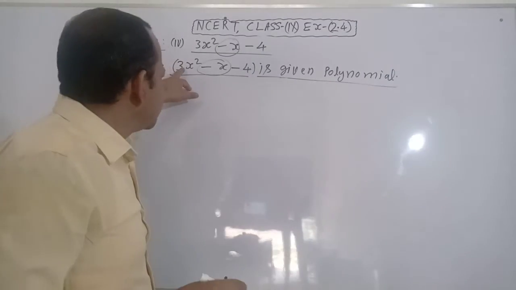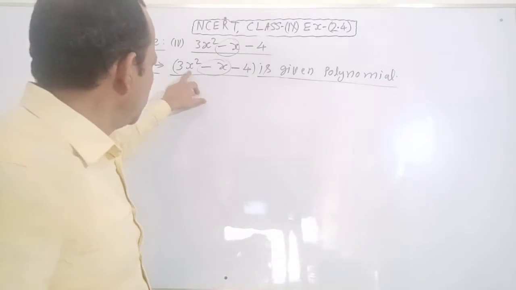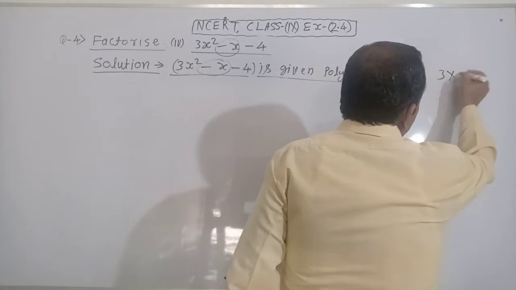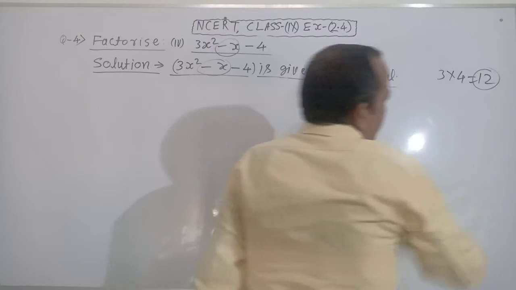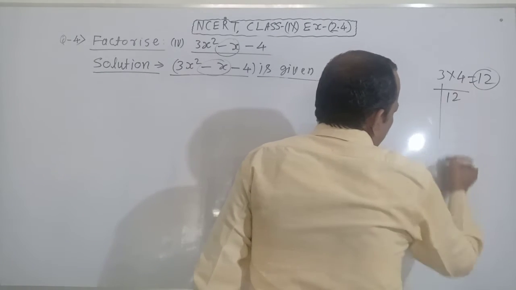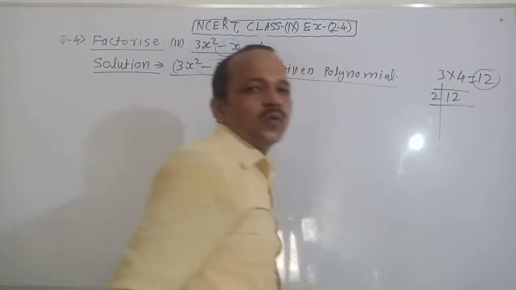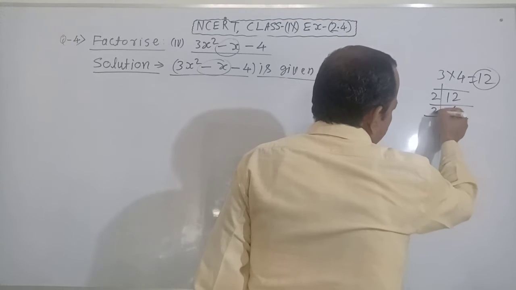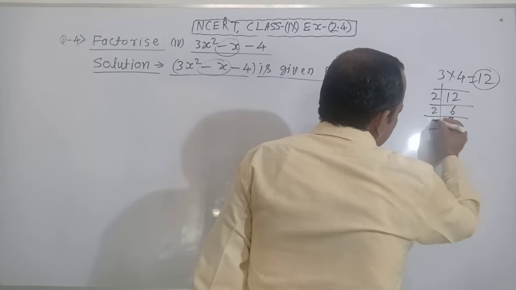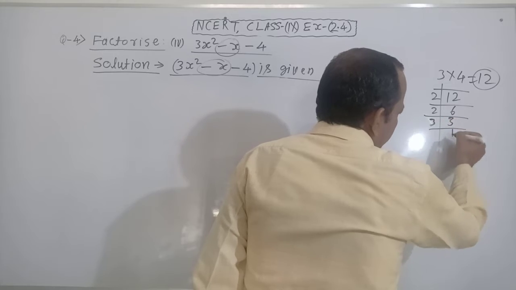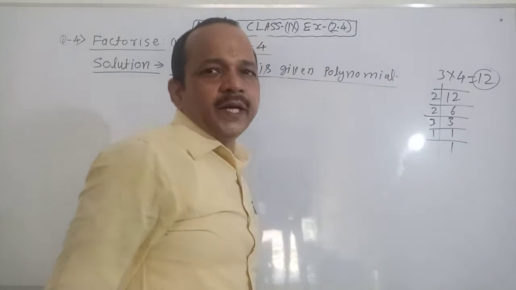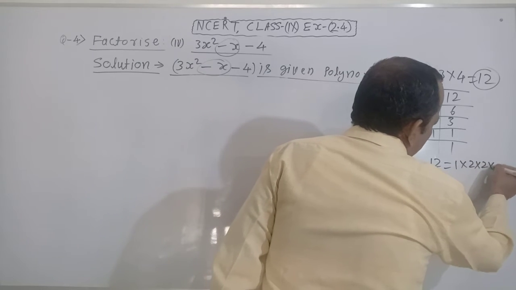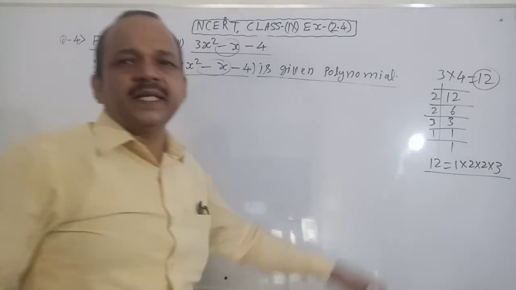Very good. Here there is 3 before x square, so you multiply 3 and 4. Here 3 multiplied by 4 equals 12. You factorize 12. You divide 12 by 2, you find 6. 6 divided by 2, you find 3. 3 divided by 3, you find 1. 1 divided by 1, you find 1. It means the factors of 12 are 1 multiplied by 2 multiplied by 2 multiplied by 3. It is the factor of 12.